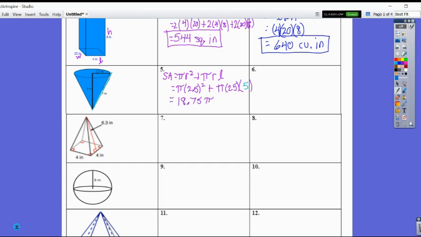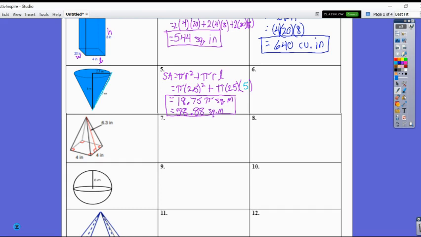18.75 pi square meters. Or if you prefer to have that as a decimal, if you had multiplied it out, 58 point, we'll say 88 if we round to the nearest hundredths, square meters there. So 2 versions of that answer format.